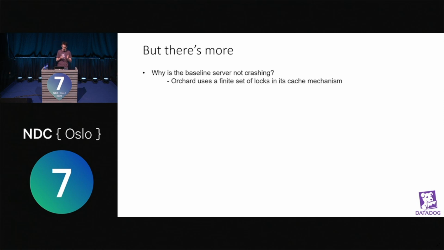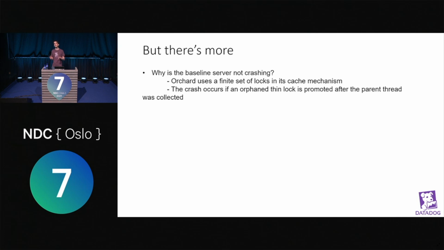And the trick is that Orchard uses a finite set of locks as part of its cache mechanism. So what I mean is the locks are used for caching the output when you try to load a page. And since we use automated traffic, we always load the same page. And so it's always the same lock that is going to be used. And the crash only happens if an orphaned thin lock is promoted after the parent thread was collected.